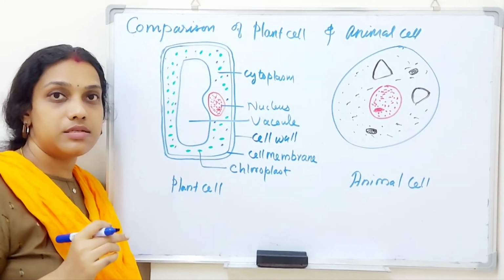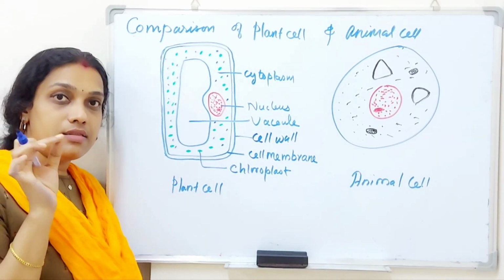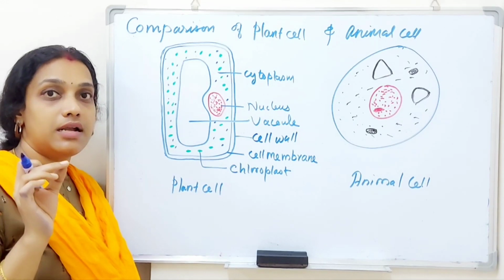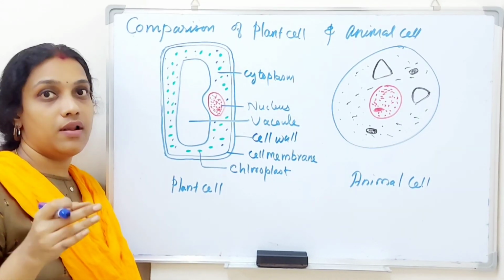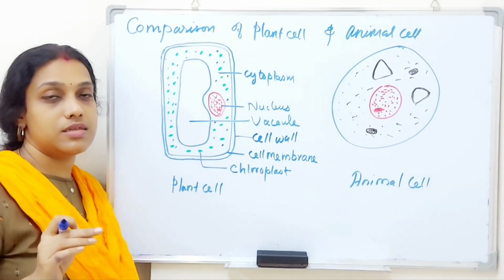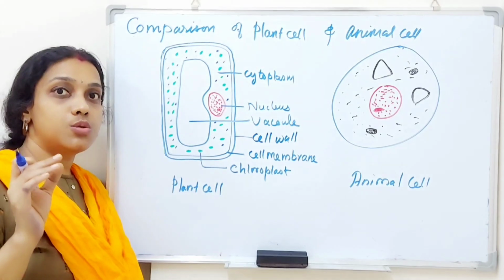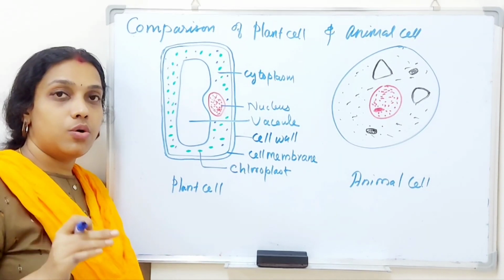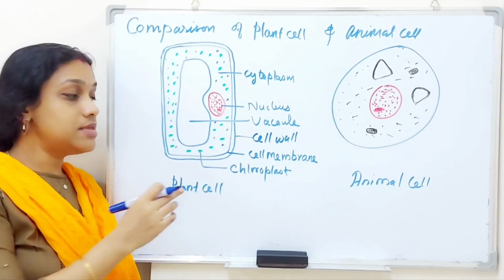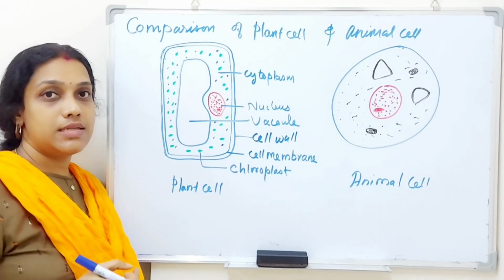They are known as the plastids, and few of them are green in color, and green colored plastids means they contain the pigment chlorophyll. Why? Plant cells have the function of photosynthesis, and for photosynthesis they need chlorophyll, right? So plastids that store chlorophyll are known as chloroplast. These are the structures of plant cell.